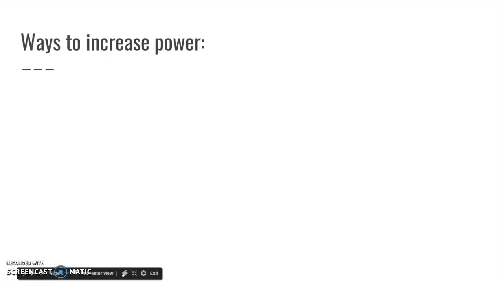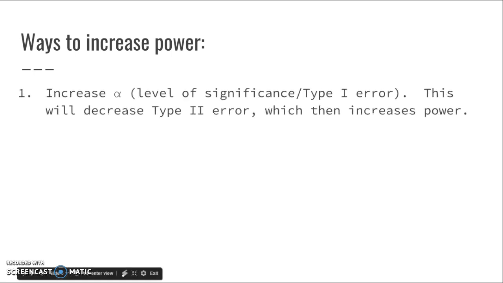A couple ways to increase power in a test. If we know we have an alternate hypothesis that is true and we want the best chance we have of concluding that it's true, one thing we can do is increase our alpha, which is the level of significance or the type 1 error. Increasing type 1 will just by default decrease type 2, and that's going to increase power.